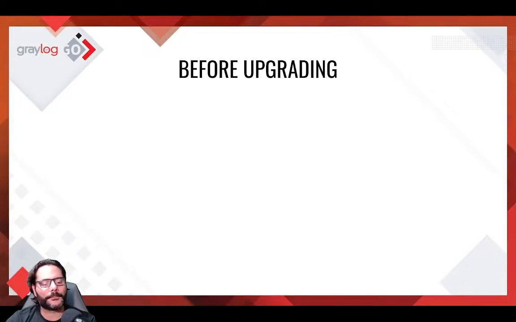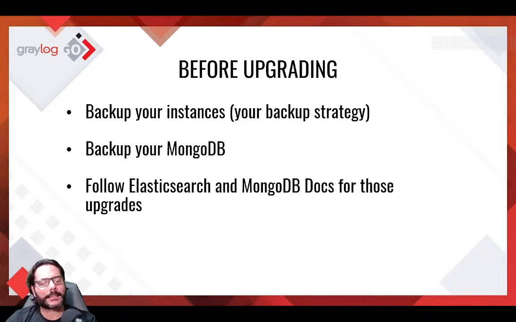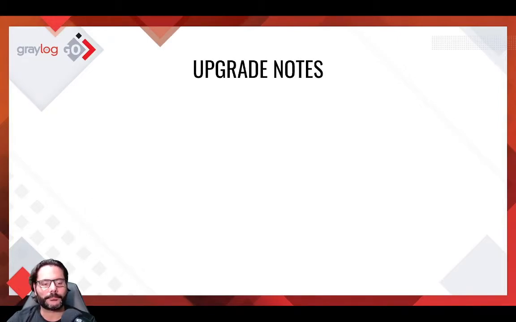Before upgrading, it is recommended that you do back up your instances if you do have a backup strategy in your organization, whoever that might be, with snapshots or VMs or utilizing tools in the industry. Also, you do want to back up your MongoDB independently. You do want to have that ability to take that Mongo database and back it up. And if you have to go backwards, you can by restoring it. You also want to follow the Elasticsearch and MongoDB docs for those independent upgrades of those individual items.